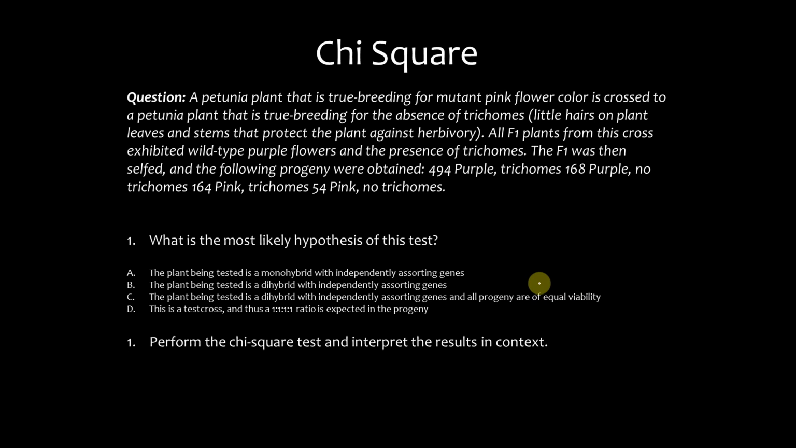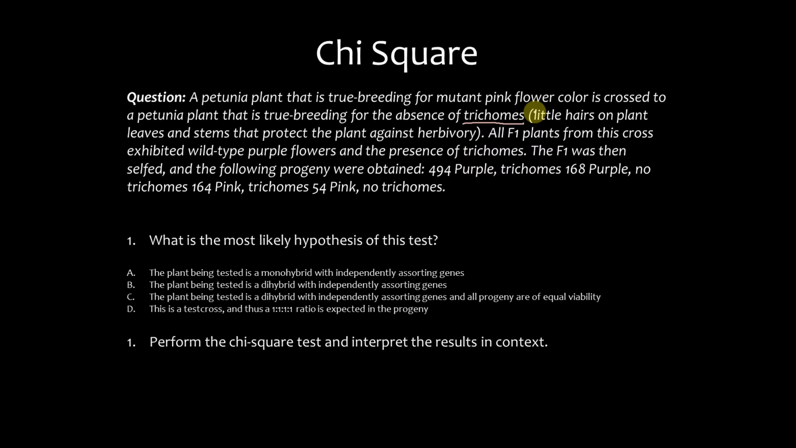All right, so here's the question. A petunia plant that is true breeding for a mutant pink flower, blah, blah, blah. I'm not going to read this. Fun story, so trichomes are those little hairs on plant leaves and stems. I was really excited to see this on my exam because I actually work in a plant biolab and we count a lot of trichomes, so I was super excited for that.